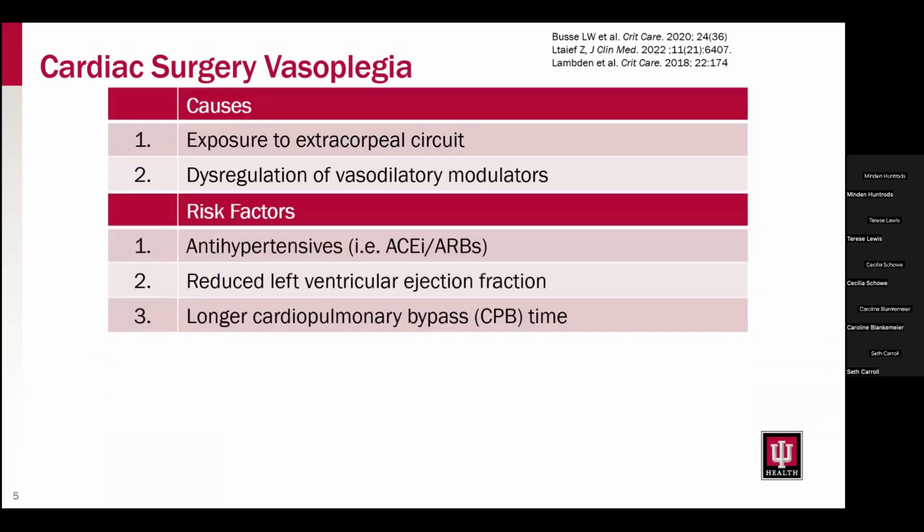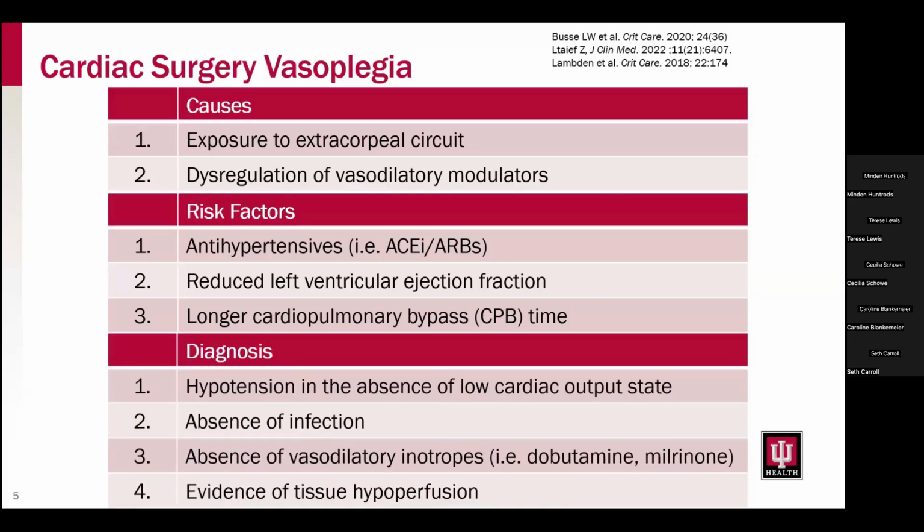And there are some risk factors for vasoplegia in cardiac surgery. These include antihypertensives like ACEs and ARBs, or ones that affect the RAS system. Patients that have a reduced left ventricular ejection fraction also have an increased risk of developing vasoplegia, or if they have a longer cardiopulmonary bypass time, so a longer time on the pump.